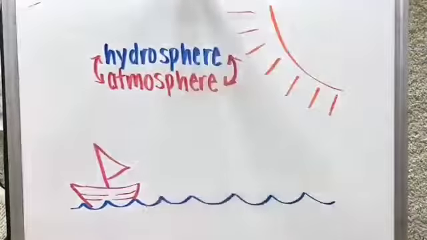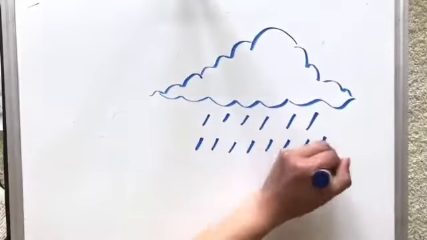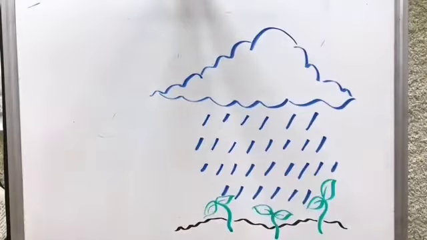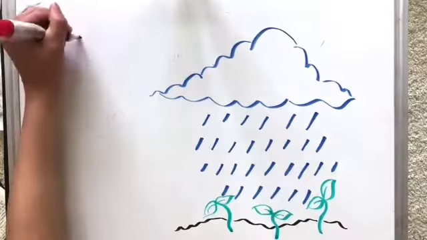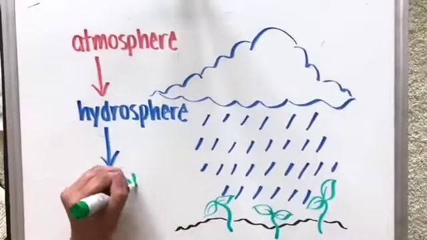When water evaporates from our ocean, it enters the atmosphere, where it condenses around dust particles to form clouds, eventually falling back down as rain. This water can then fall back down and water our plants, thus marking an interaction between the hydrosphere and the biosphere.